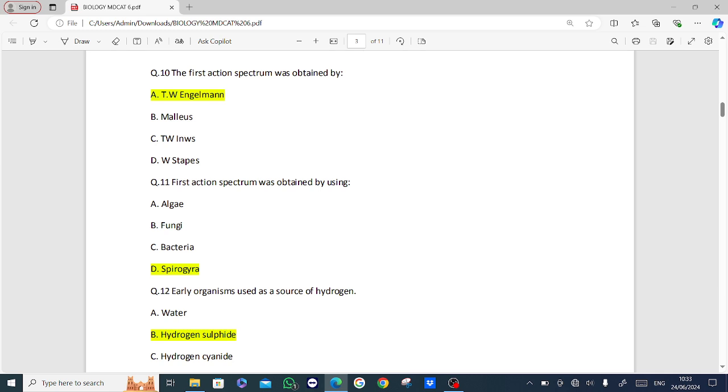Next MCQ is, first action spectrum was obtained by using. Options are algae, fungi, bacteria, spirogyra. Answer is option D, spirogyra.